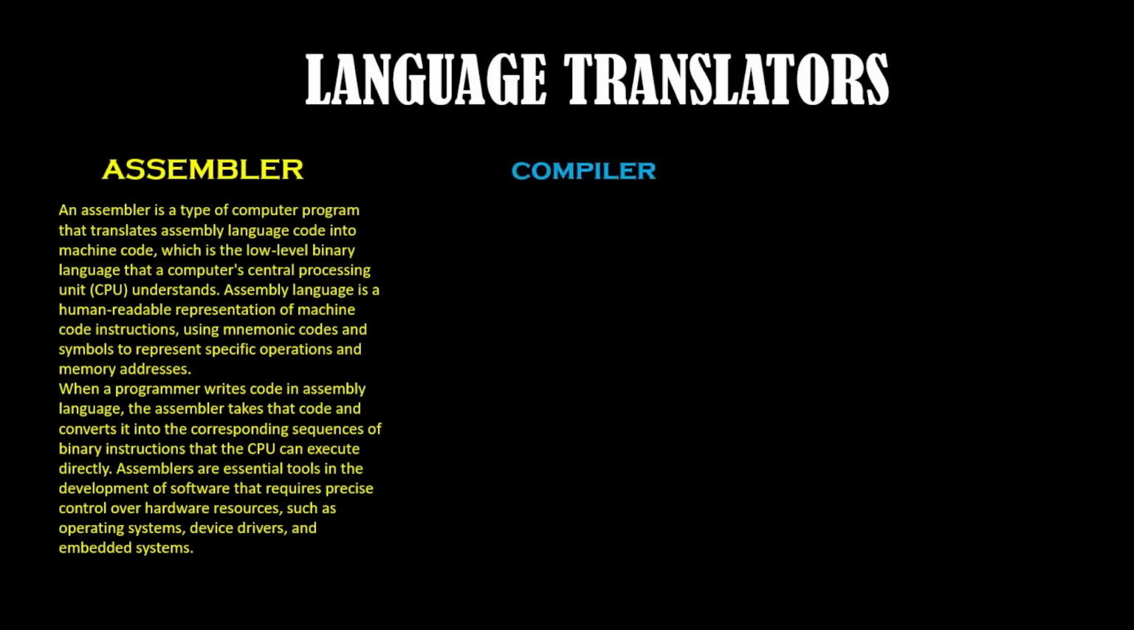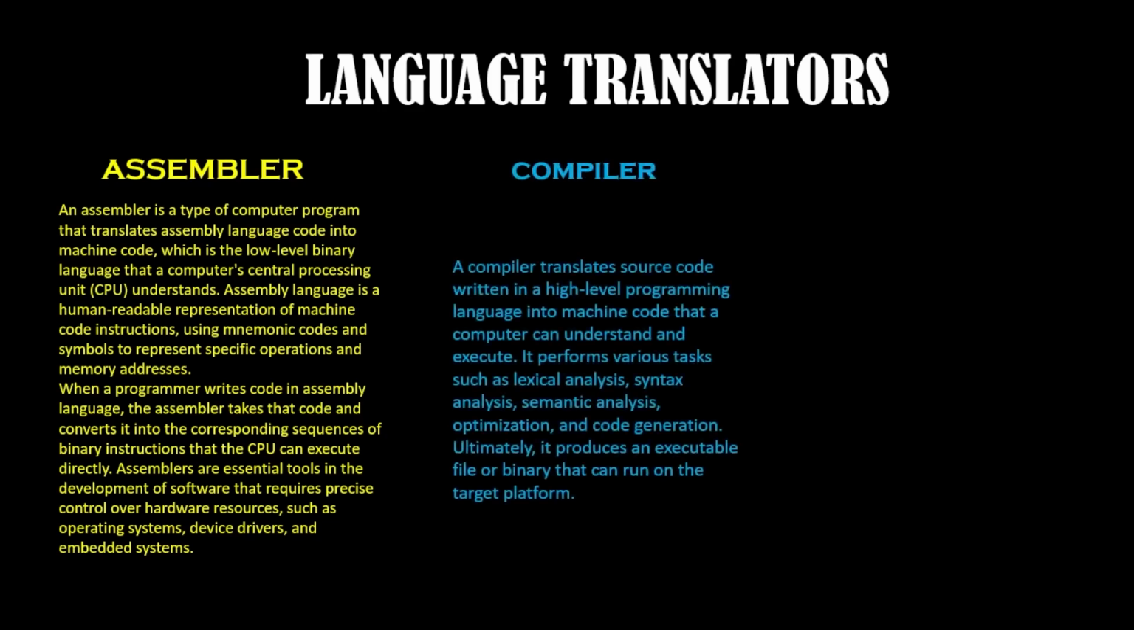A compiler translates source code written in a high-level programming language into machine code that a computer can understand and execute. It performs various tasks such as lexical analysis, syntax analysis, semantic analysis, optimization, and code generation. Ultimately, it produces an executable file or binary that can run on the target platform.